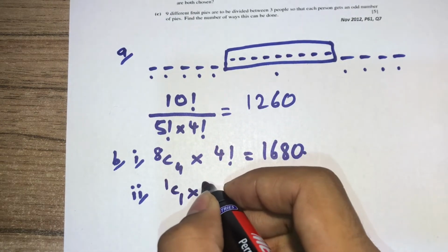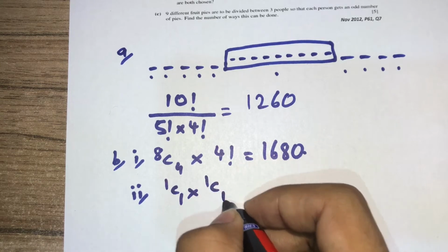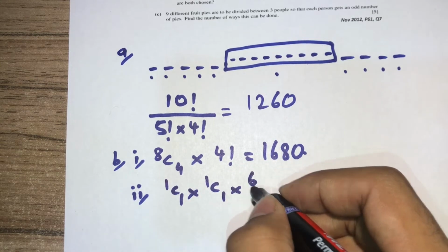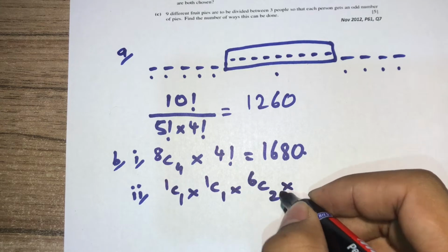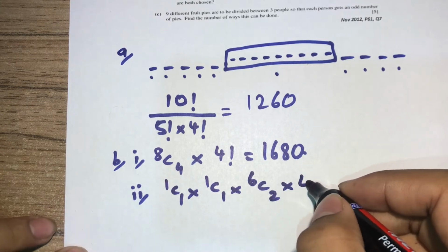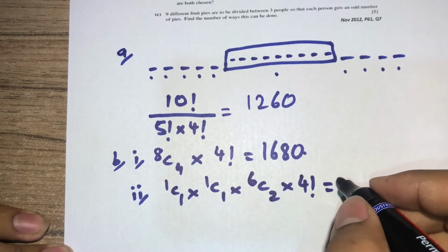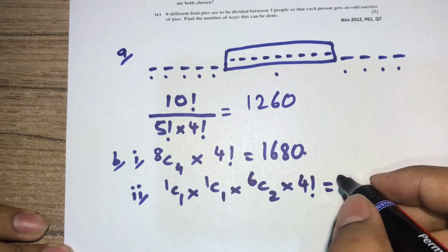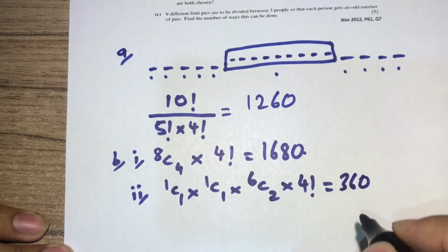1C1. For custard creams again 1C1. Then out of the remaining 6, she has to select any 2 and then arrange them all. So 4 factorial. This will be 360.